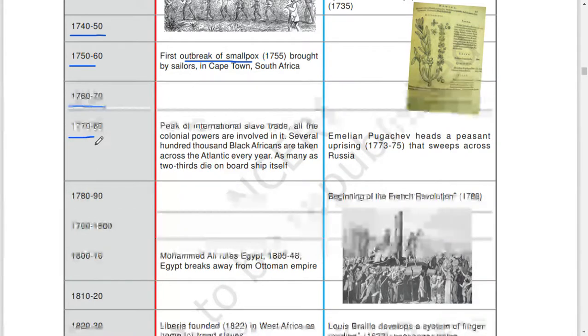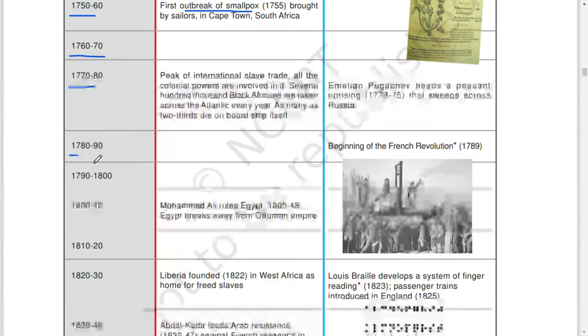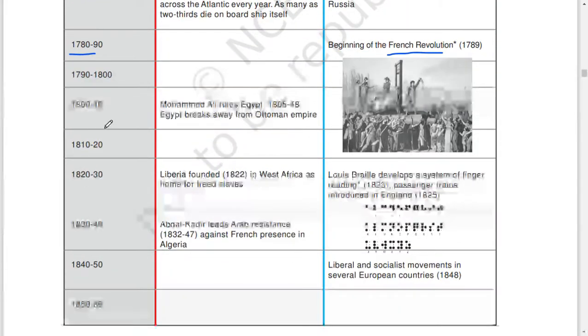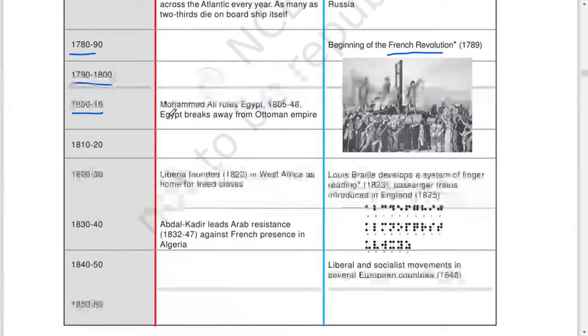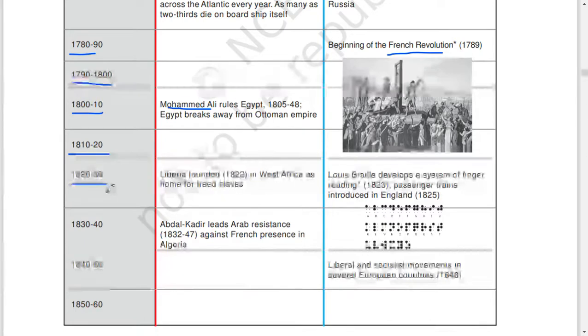Emelian Pugachev heads a peasant uprising, 1773 to 75, that sweeps across Russia. 1780 to 90, beginning of the French Revolution, 1789. 1790 to 1800. 1800 to 10, Muhammad Ali rules Egypt. 1805 to 48, Egypt breaks away from Ottoman Empire. 1810 to 20. 1820 to 30, Liberia founded 1822 in West Africa as home for freed slaves.